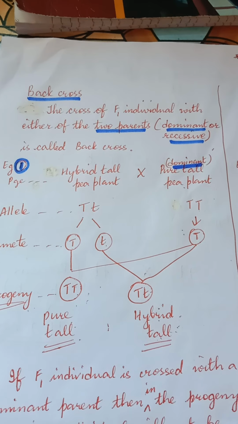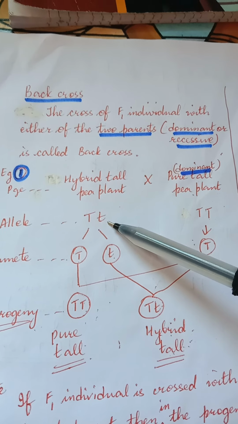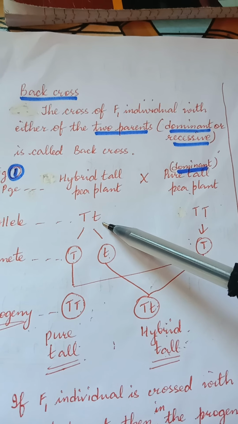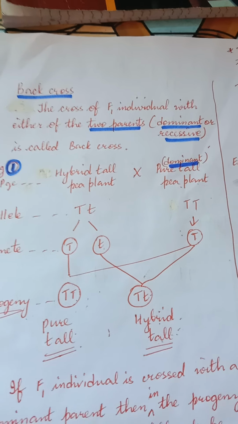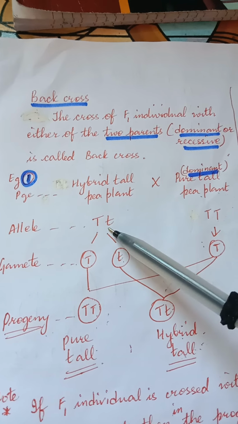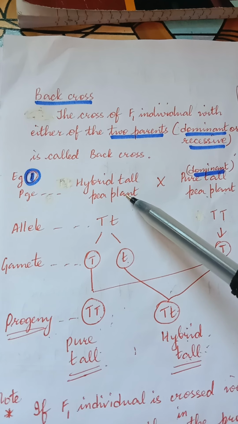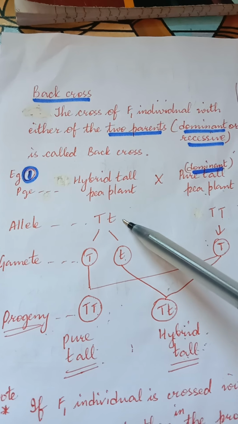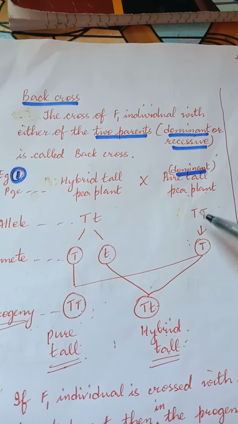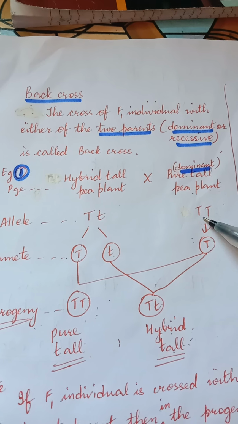Now let us see the back cross with both the dominant parent and the recessive parent. You can see out here, this is the offspring of the F1 generation, the F1 individual, that is crossed with the dominant parent, that is pure tall. This is the allele for the offspring of the F1 generation, that is capital T and small t, which is hybrid, whereas the pure tall will have capital T, capital T because it is pure tall or homozygous.